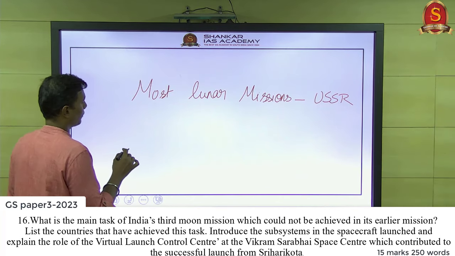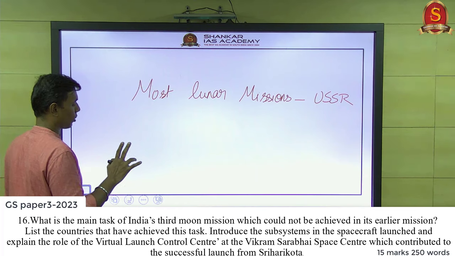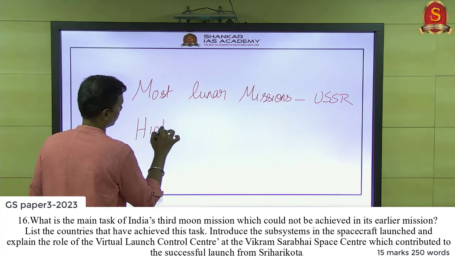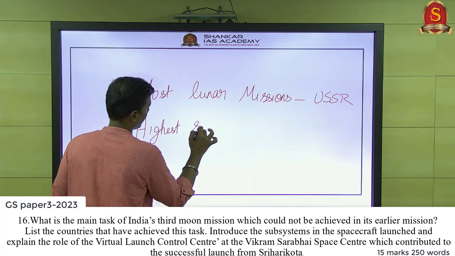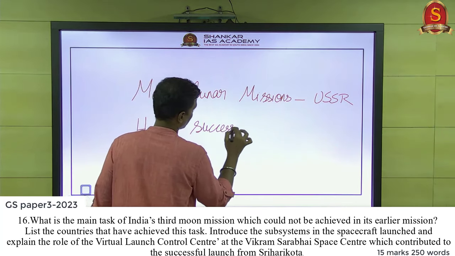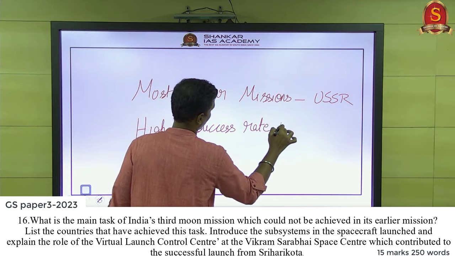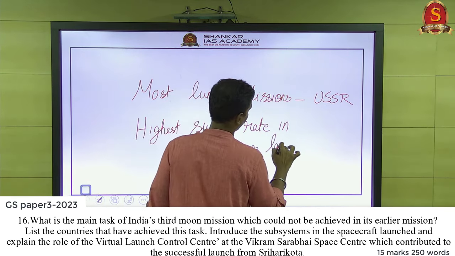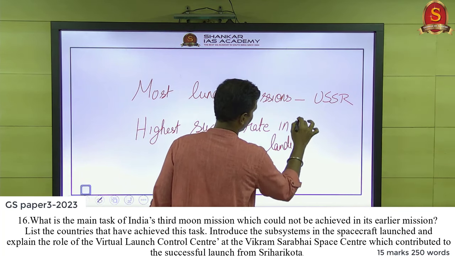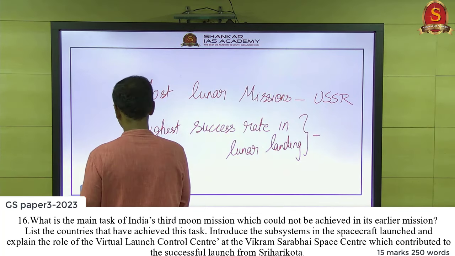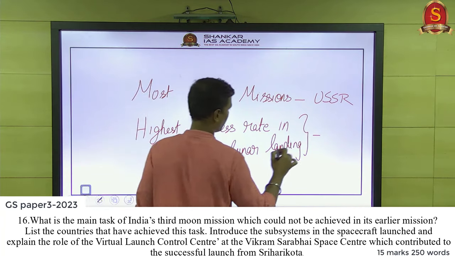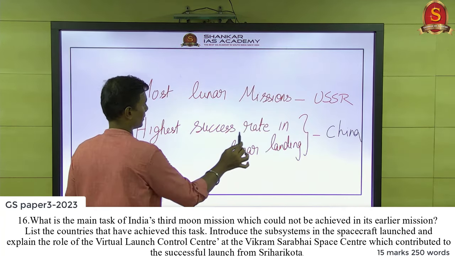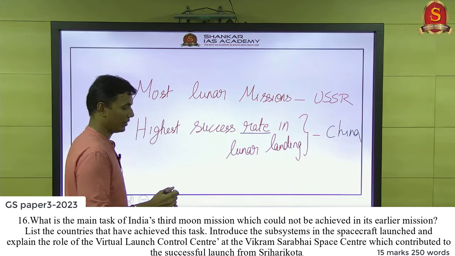Then, when we talk about the most successful country, we have to talk about two things. First is the highest success rate in lunar landing. The highest success rate in lunar landing, contrary to popular opinion, is not the USA, it's actually China, because they've written highest success rate. Rate means in terms of percentage.